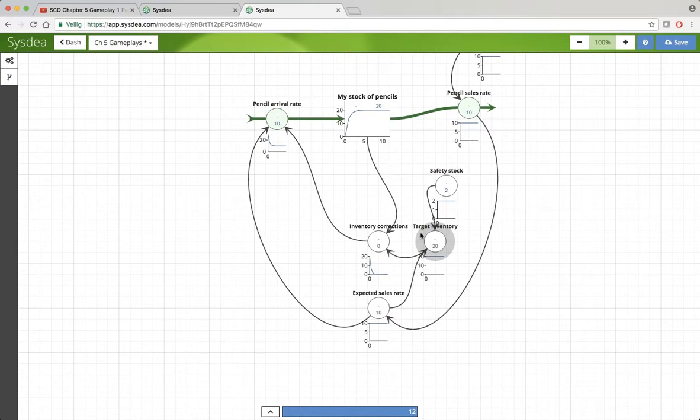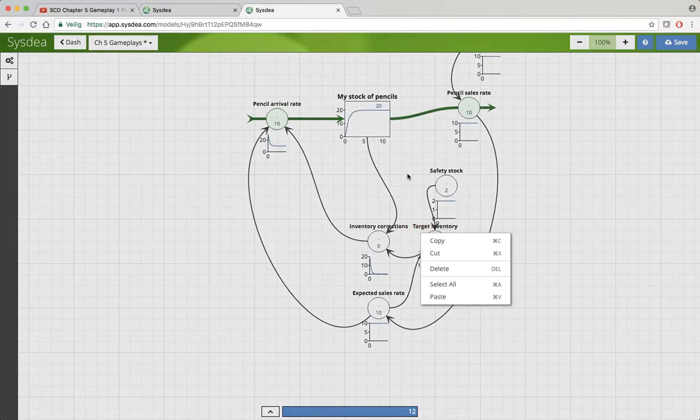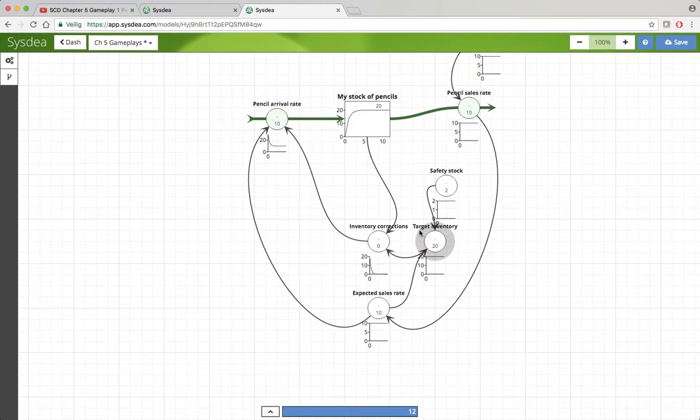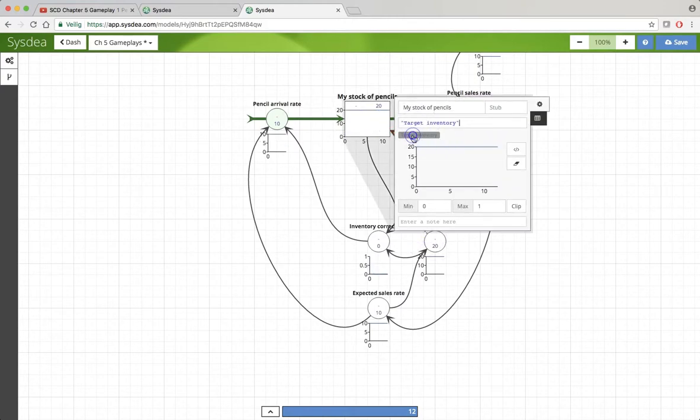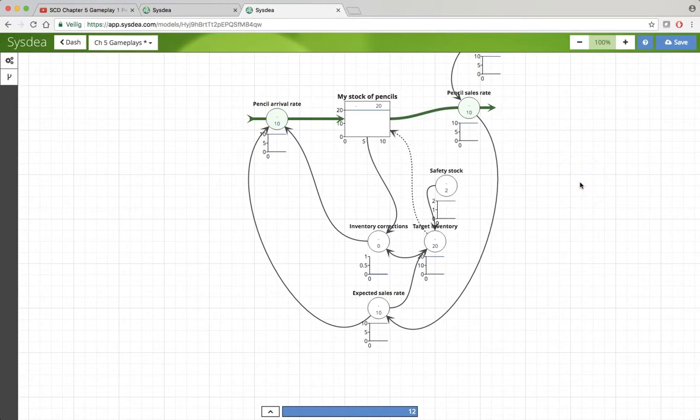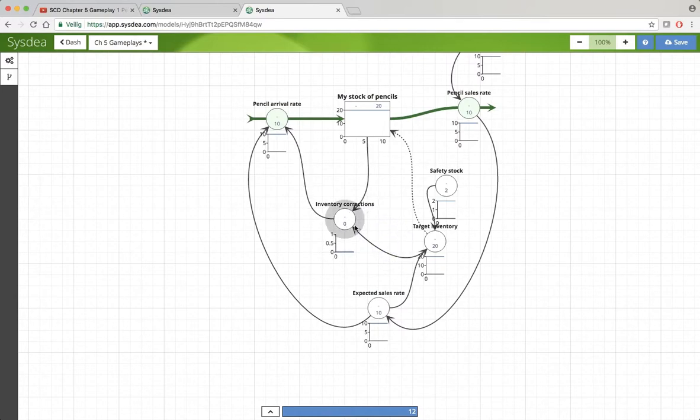Steady state of 20. That's not really what we want, so let's just suggest that the stock starts off in steady state at the target levels. Okay. And now we have a very correct, but also slightly boring situation of 10 pencils being sold, 10 pencils arriving, and 2 times 10, 20 pencils in stock.